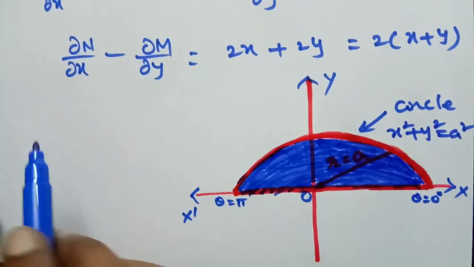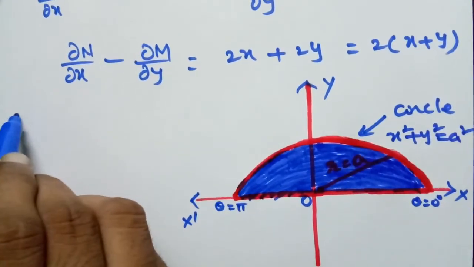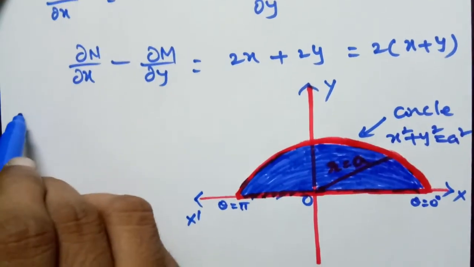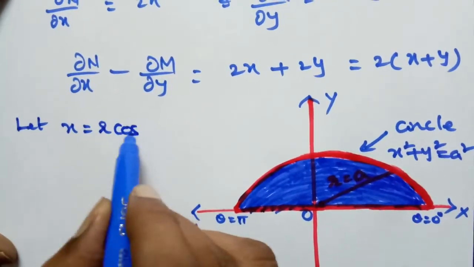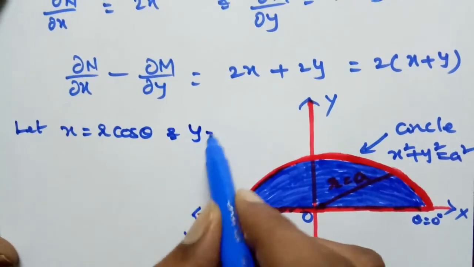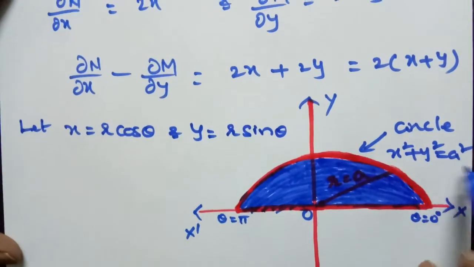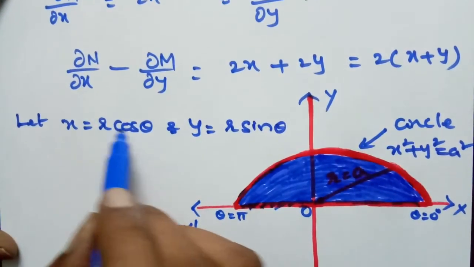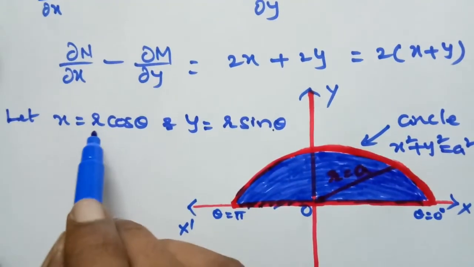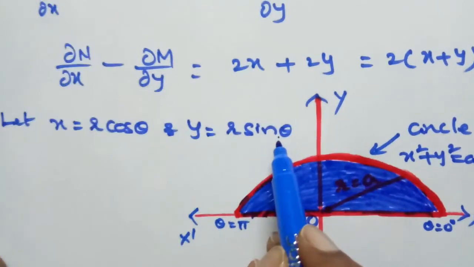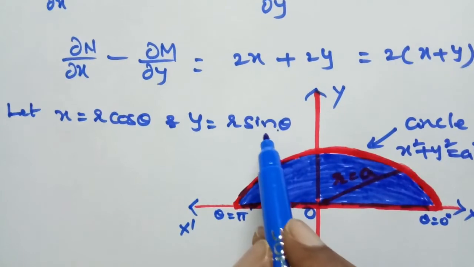Now by Green's theorem, integral over C. Here we are using the polar form of the circle x square plus y square is equal to a square before applying the Green's theorem. x equal to r cos theta, y is equal to r sin theta. x square plus y square is equal to r square.